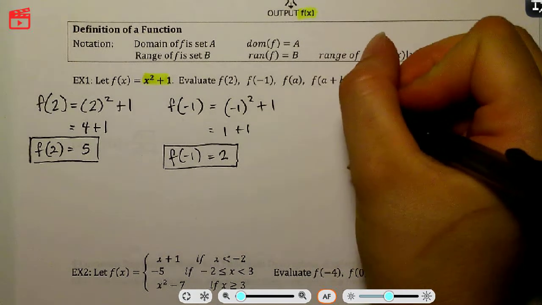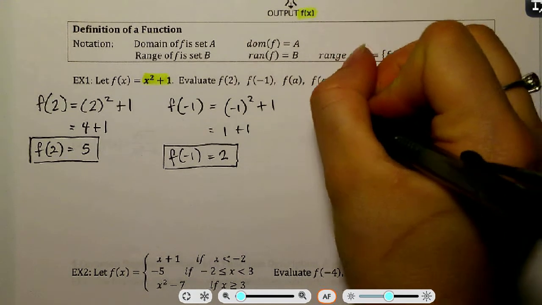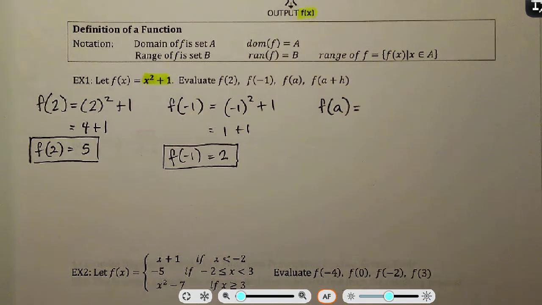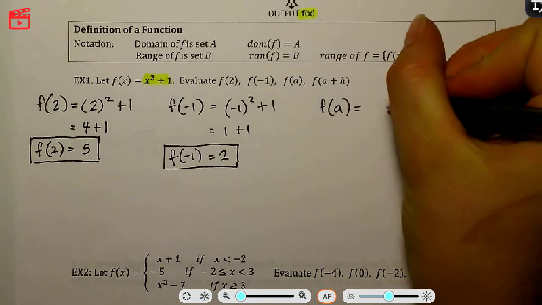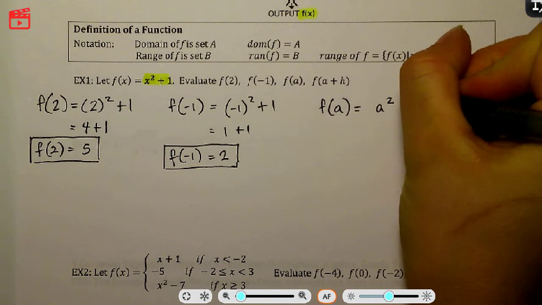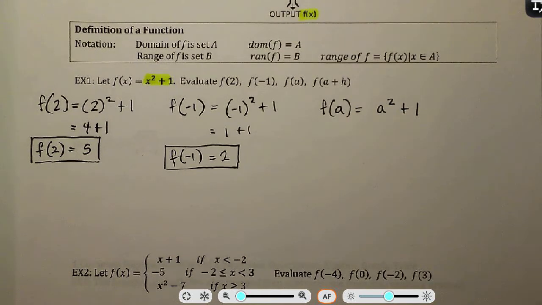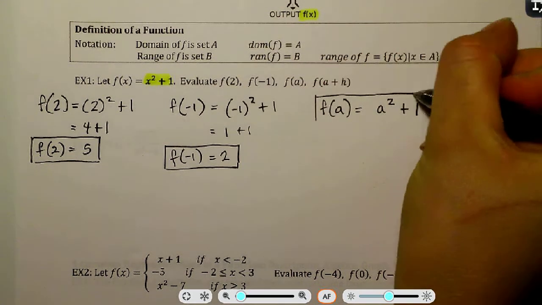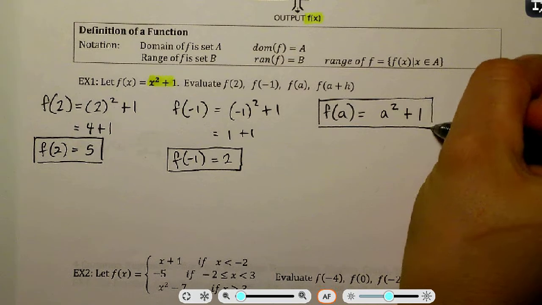All right, now this is interesting. Now we have f of a, so there really is no actual numerical value being inputted. Instead, we're inputting a. So a is still my input, which means I'm going to take my input, square it, and add 1 to it. And that's it. f of a equals a squared plus 1. That's all we can do with that.